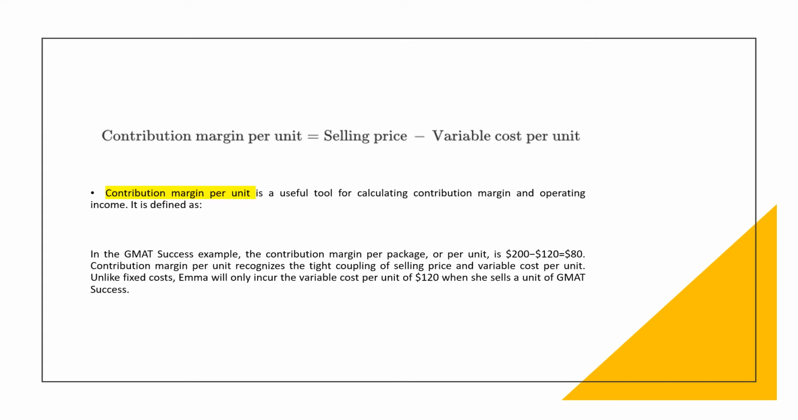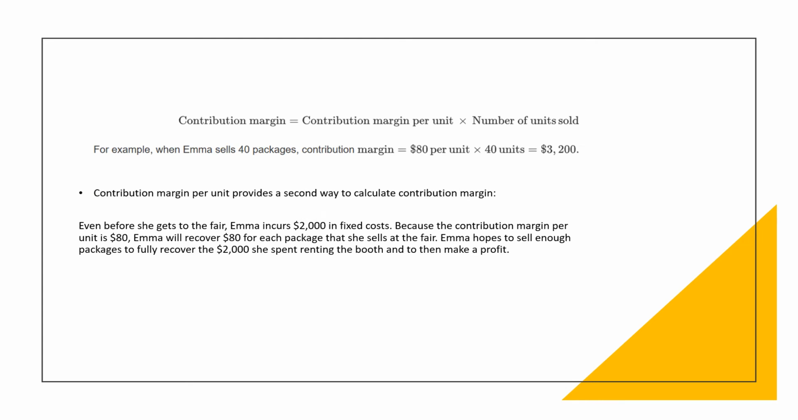In the GMAT success example, the contribution margin per package, or per unit, is $80, that's 200 minus 120. The contribution margin per unit recognizes the tight coupling of selling price and variable cost per unit. So unlike fixed costs, Emma will only incur the variable cost per unit of 120 when she sells a unit. Okay, so remember that.